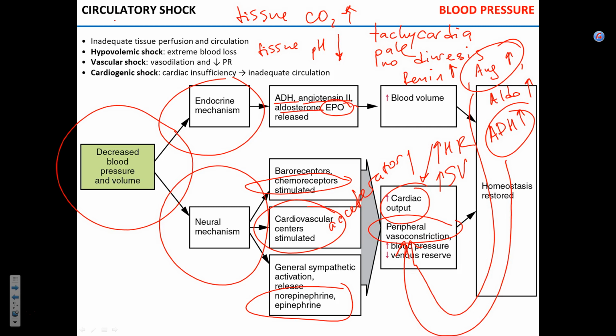EPO, erythropoietin, a much longer response. Does that make sense? So in this hypothetical situation, when you lose 1.5 liters of blood, if you stop bleeding and you can recover the fluid, you should be fine. You will survive. You will be tachycardic. You will be pale. You will not pee. Okay? You will have dry mouth because blood will be diverted from your oral cavity, basically. But you will survive.